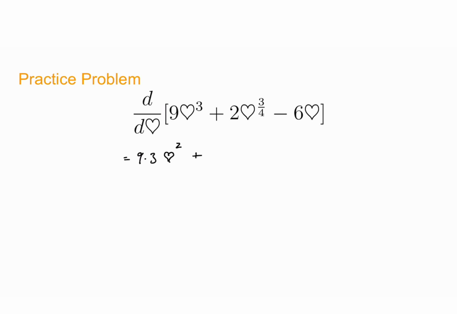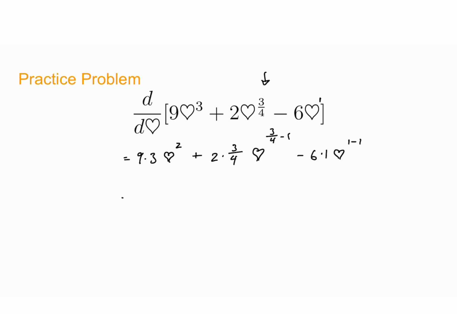And now we do our second term. And this one, again, is different than anything that we've seen so far because there's a fraction in the top. But remember, the power rule is with n being any real number. So you just do the same thing that we've done. And this is 2 times your n, which is 3/4, heart, and then you do 3/4 minus 1. And now for our last term here, we've got 6. And this heart is raised to the first power, so this is 6 times 1 times our heart raised to the power of 1 minus 1.